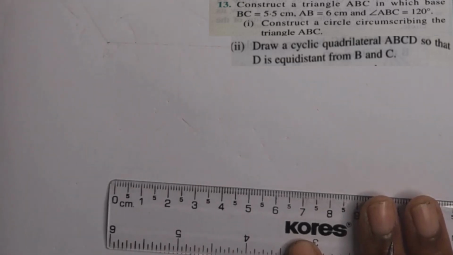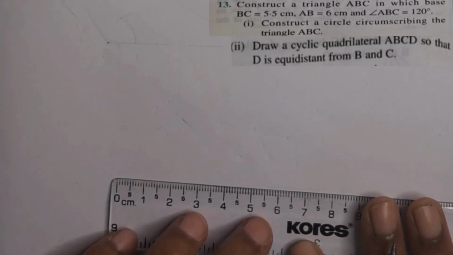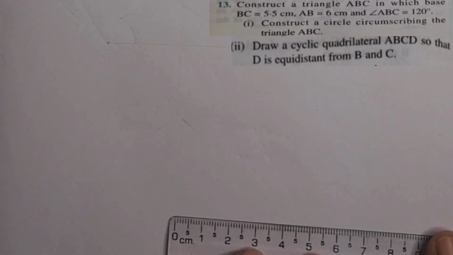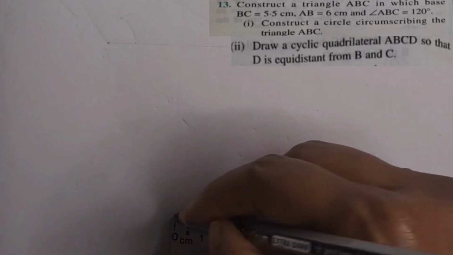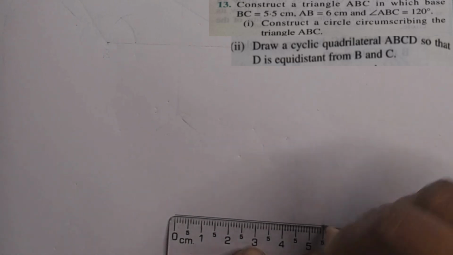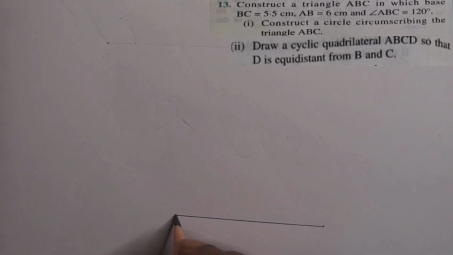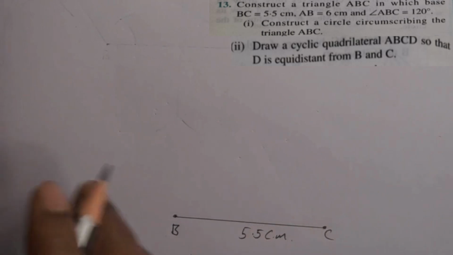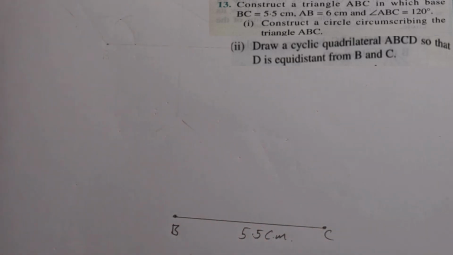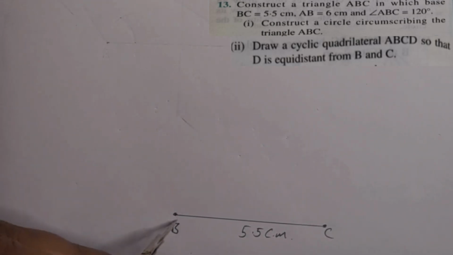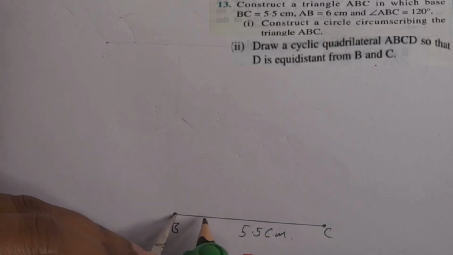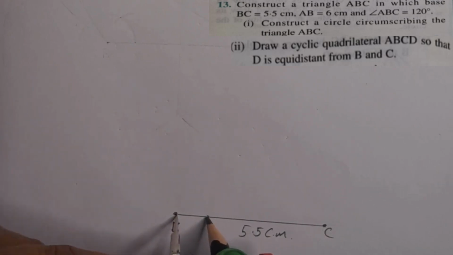First, we have to draw BC, a 5.5 centimeter line segment. This is 5.5 centimeters. This is B. This is C. Next, angle B equal to 120 degrees. Take the compass, we have to draw a 120 degrees arc.